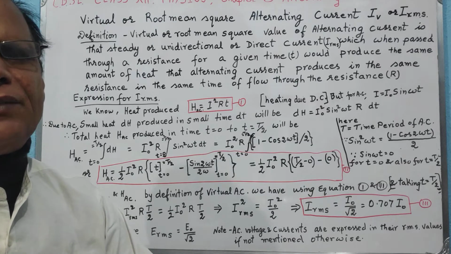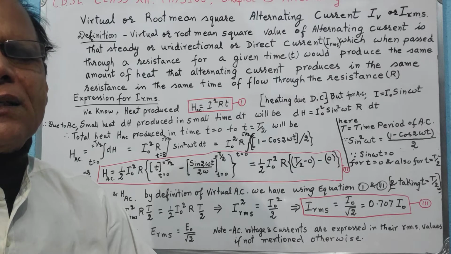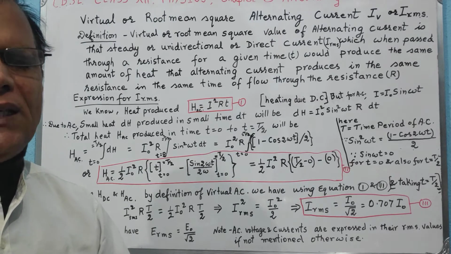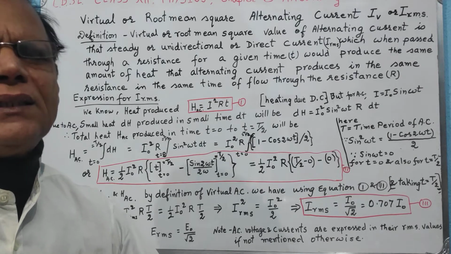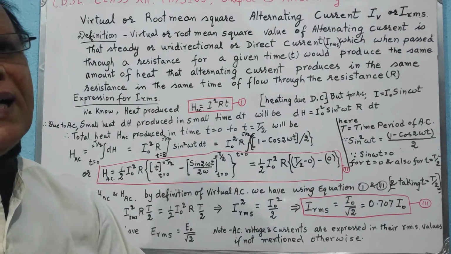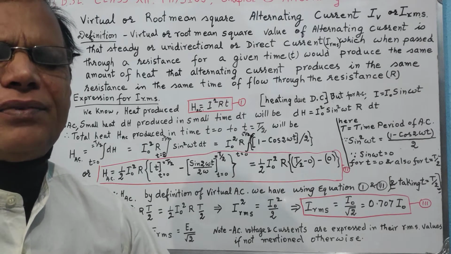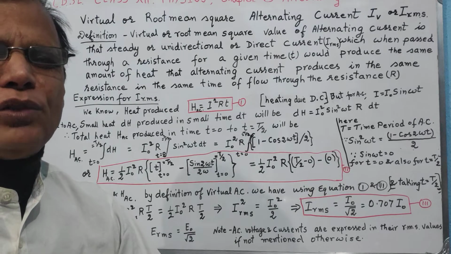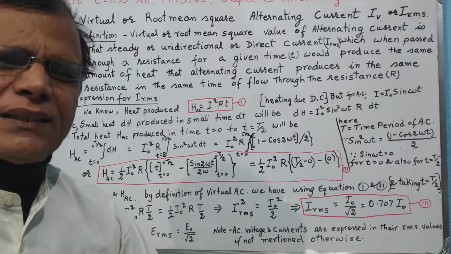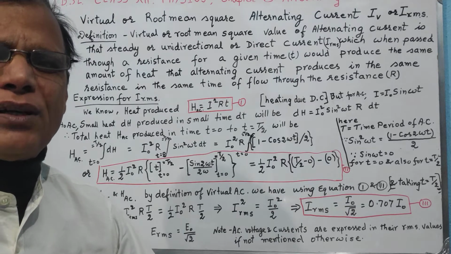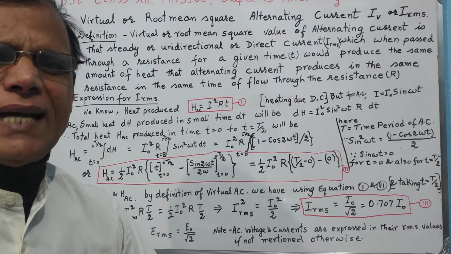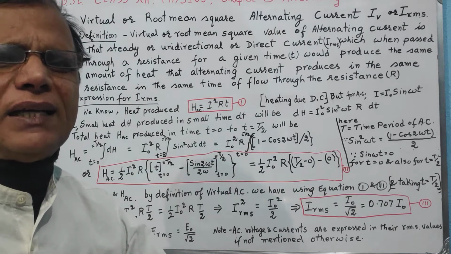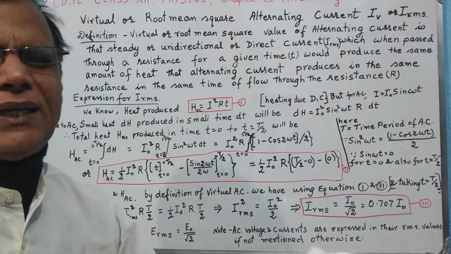So we define and we call it IRMS, means root mean square current or root mean square EMF or voltage of AC in terms of DC. So IRMS or virtual current of AC is that current of DC which will produce the same amount of heat in a resistance when flown for a certain time that the AC will produce in the same resistance and when allowed to flow for the same time duration.